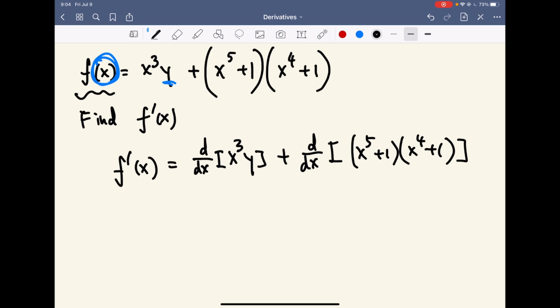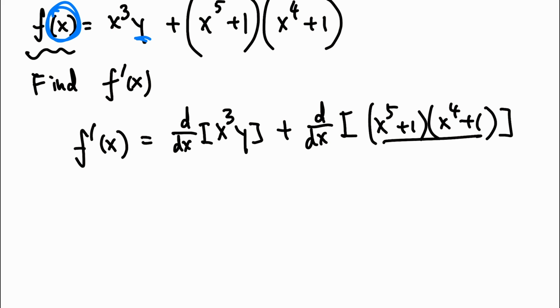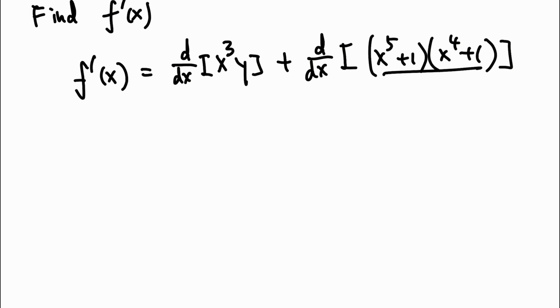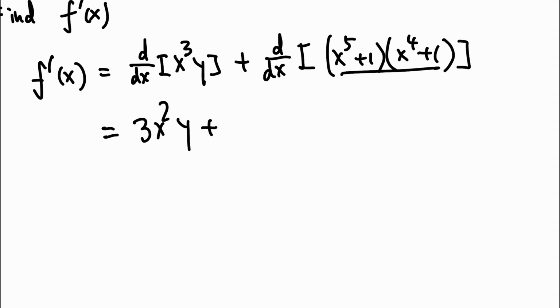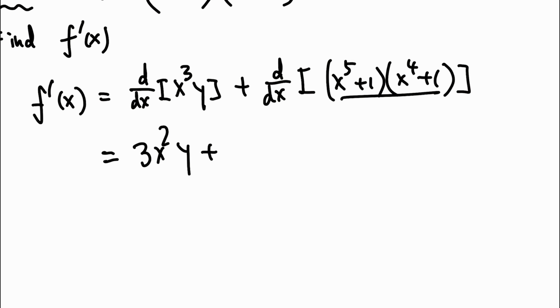And obviously you can just bash it out, multiply it out, and do the power rule over here. But since we learned the product rule, I'm going to apply that, and I will also do the multiplying out way later. So let's do this first. As I've said, this y is just a constant coefficient, so that's just 3x squared y plus this thing. So we can make a little chart over here.